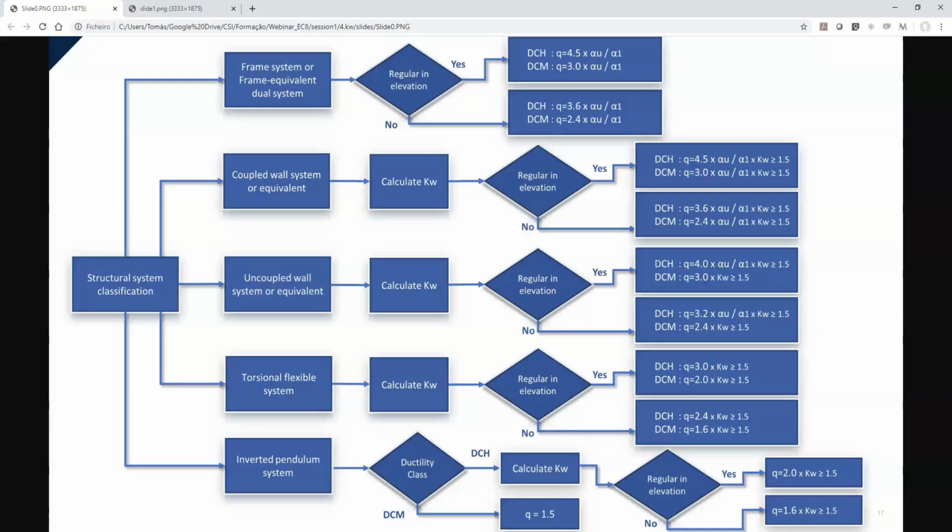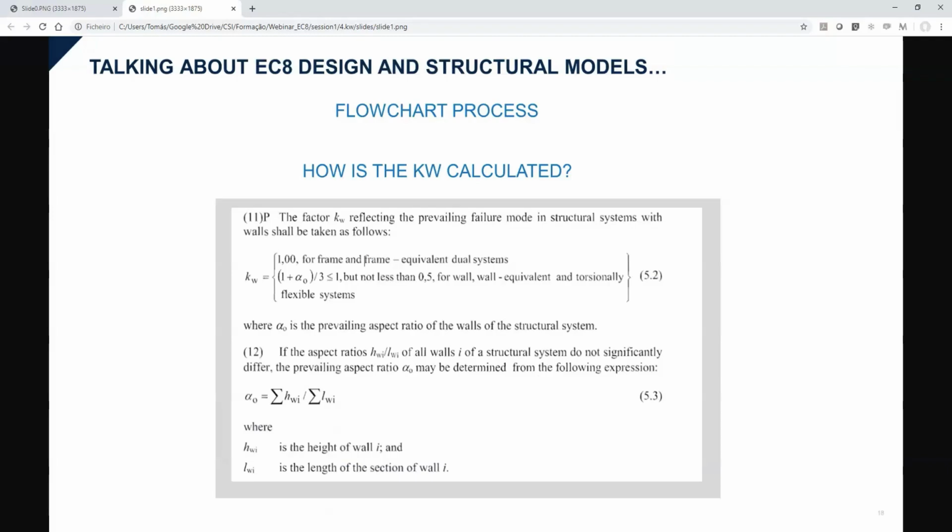If the walls of the building do not have sufficient slenderness, meaning they have a relationship between total height and plan length, such that they have too much inertia in the major direction, or the walls are very squat, then they might not have dissipative capacity. Eurocode 8 recommends a reduction factor that varies between 0.5 and 1. It uses a very simple expression to calculate this factor. It is 1.0 for frame systems or frame-equivalent dual systems, and it has an expression depending on an alpha-0 factor for wall systems or wall-equivalent dual systems.